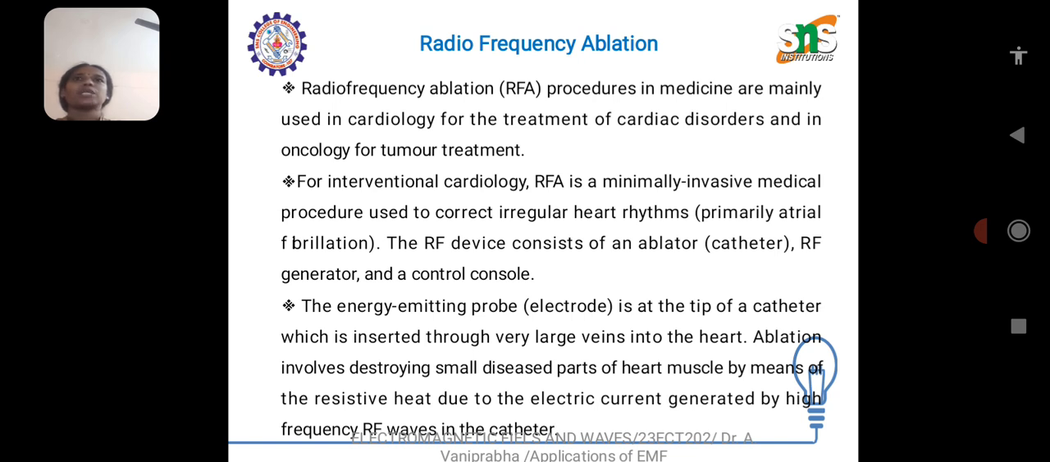RFA may be combined with locally delivered chemotherapy treatment, and it is of particular value in reducing the size of inoperable tumors. RFA is minimally invasive and repeated procedures can be done with few complications when performed under radiological guidance.